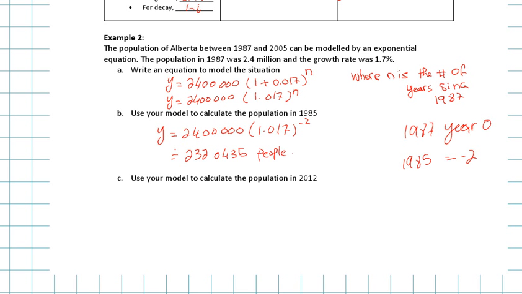Okay, now the next question says use your model to calculate the population in 2012. So how can you find how many years you have between 2012 and 1987? Just subtract. If you subtract 2012 minus 1987, you get 25. So that means your n is 25. You plug it in. You should be getting a bigger number than 2.4 million.